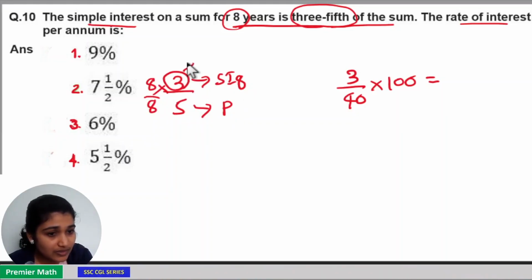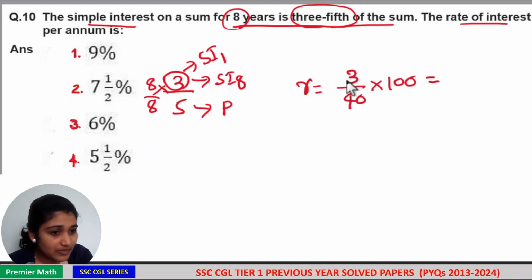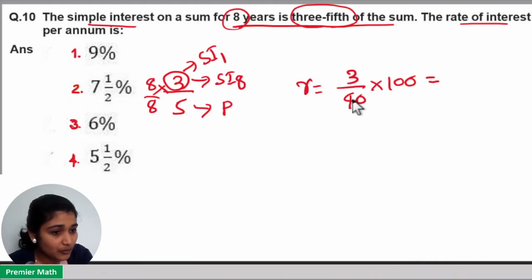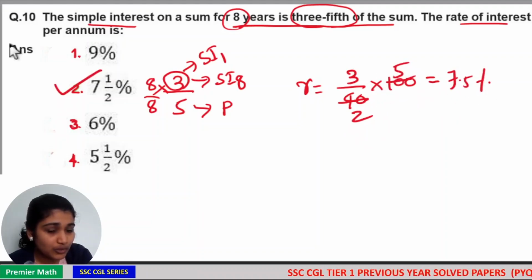Then 3 rupees is the simple interest generated for 1 year out of 40 rupees. That is, here rate is when you invest 40 rupees in a bank, 3 rupees is the interest generated after 1 year. This 3 rupees is generated from this 40 rupees. So convert it into percentage. 20 goes 2 times in 40, 5 times in 100. 15 by 2 is equal to 7.5 percent. Option 2 is your answer.